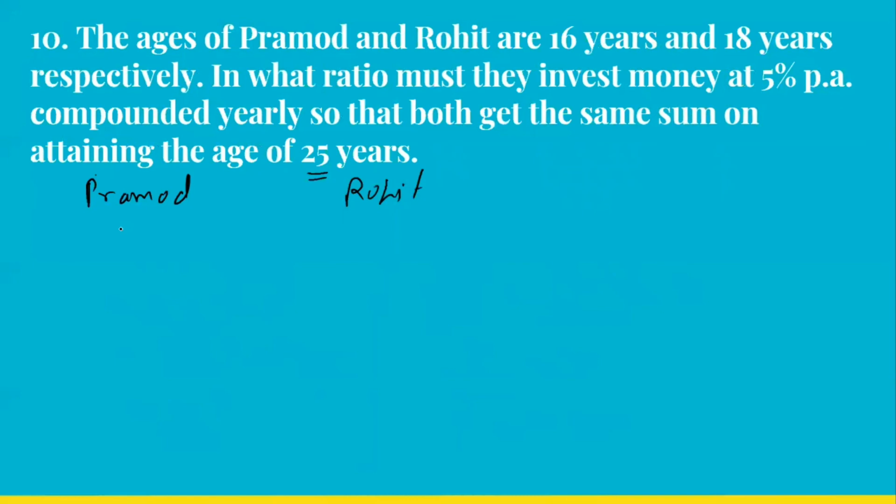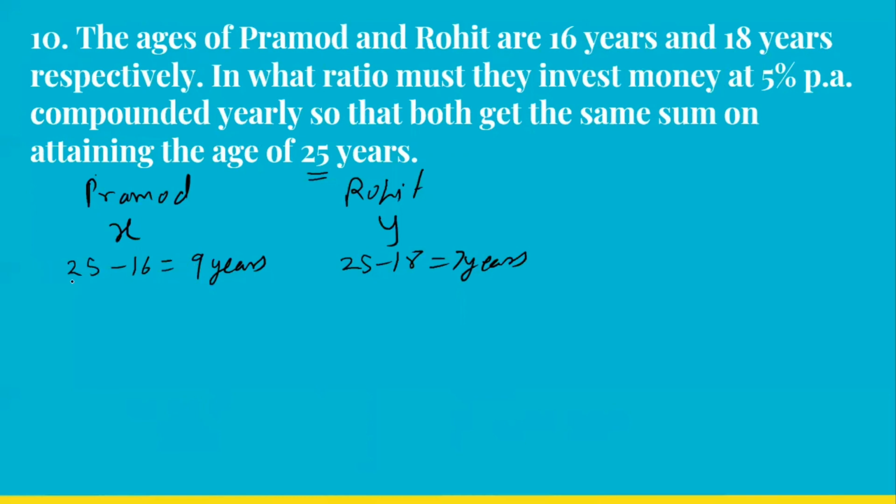Okay. So let us say the money invested by Pramod is X, money invested by Rohit is Y. The period for which Pramod invests is 25 minus 16, which is 9 years. Okay. And the period for which Rohit invests is 25 minus 18, which is 7 years. Clear? So what Pramod invests is X, what Rohit invests is Y. The period for which Pramod invests is 9 years. Period for which Rohit invests is 7 years. So let us take this as principal.